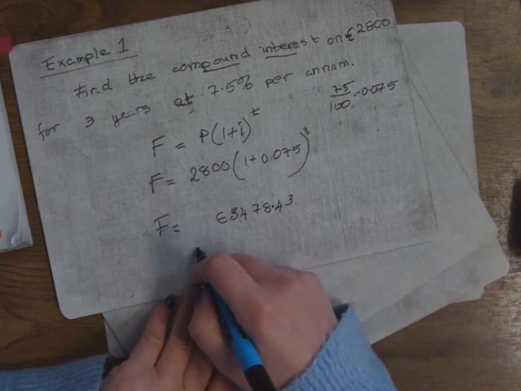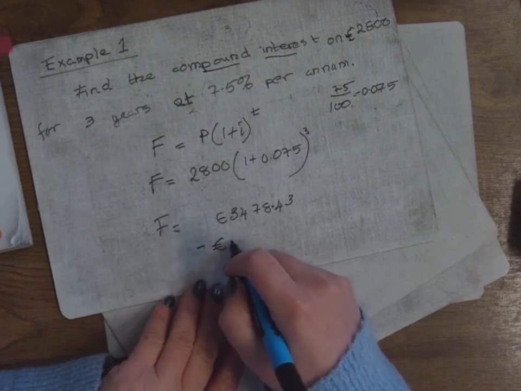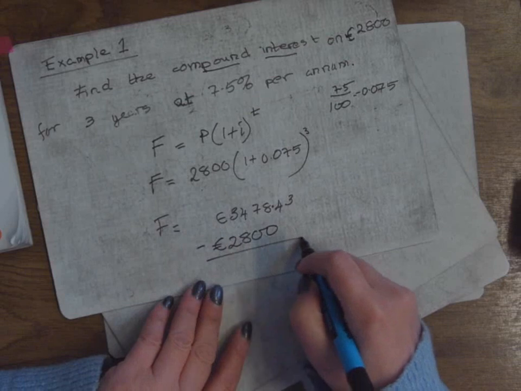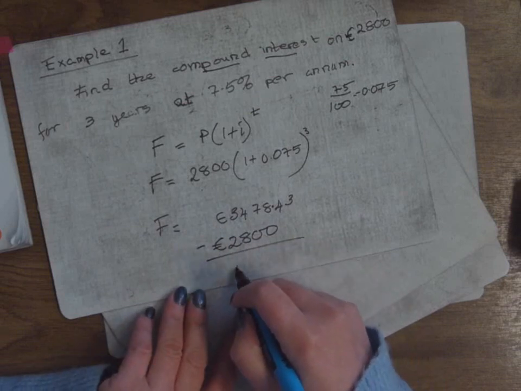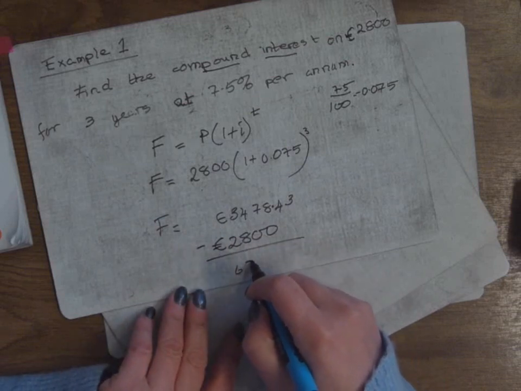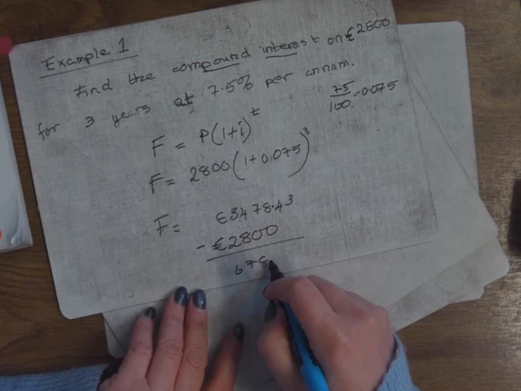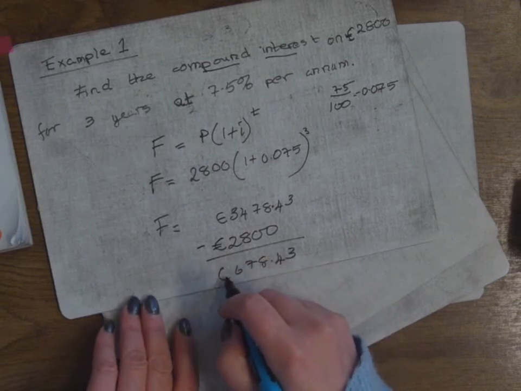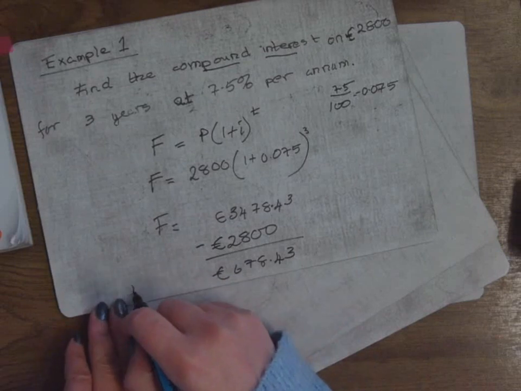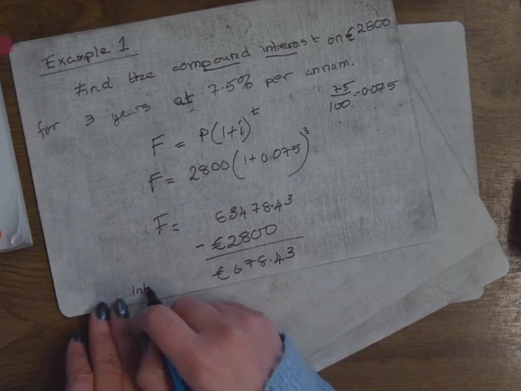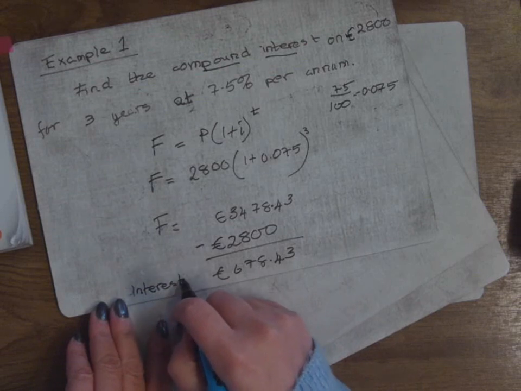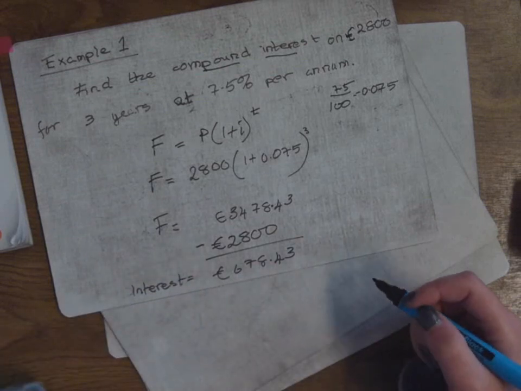Take away what you put in at the start, yeah? So I put in 2,800 at the start, right? So that means the interest, when you do that, is 678.43. Okay, so that's what the interest is. So just be careful you answer the question. I got the final amount. They didn't ask me for the final amount. They asked me for the interest.